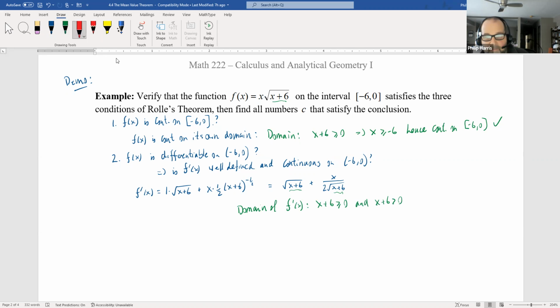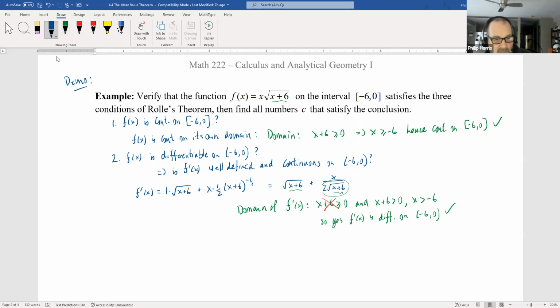If x plus 6 is strictly greater than 0, then I don't need the other condition, because it is met. So I really just need to consider this one: x plus 6 needs to be greater than 0. This is x needs to be greater than -6. So yes, f prime of x is defined on -6 to 0, because it is defined on all values greater than -6. So yes, we are differentiable there.